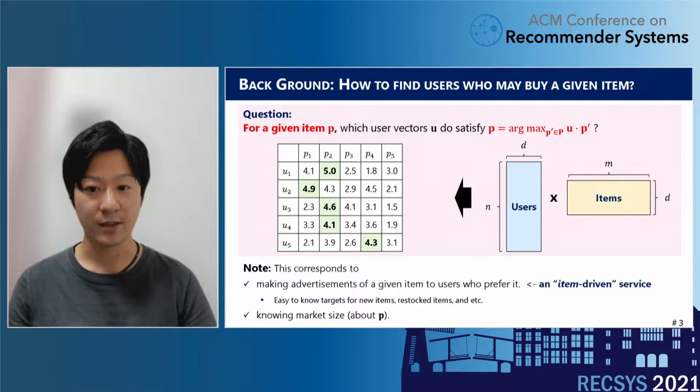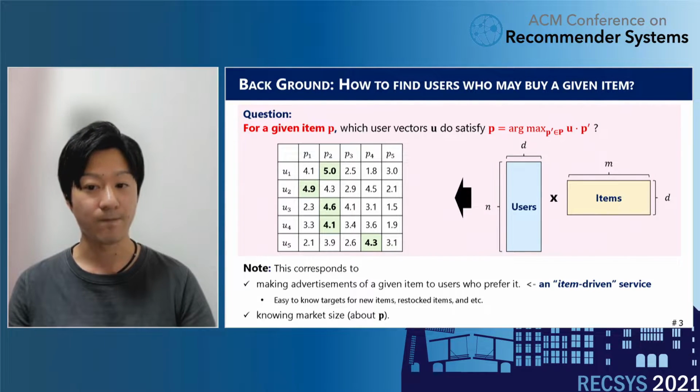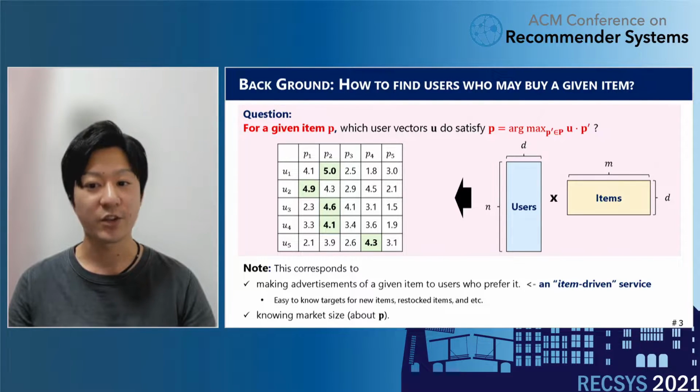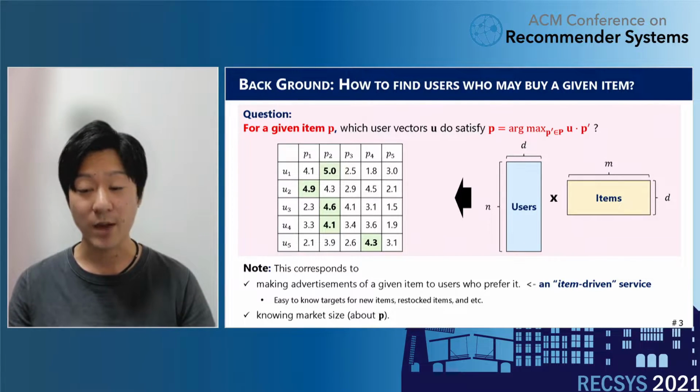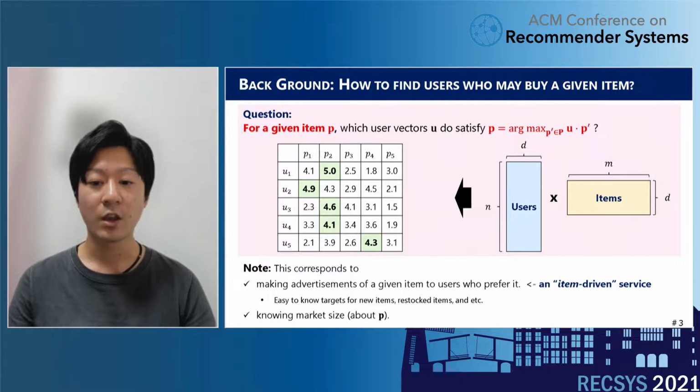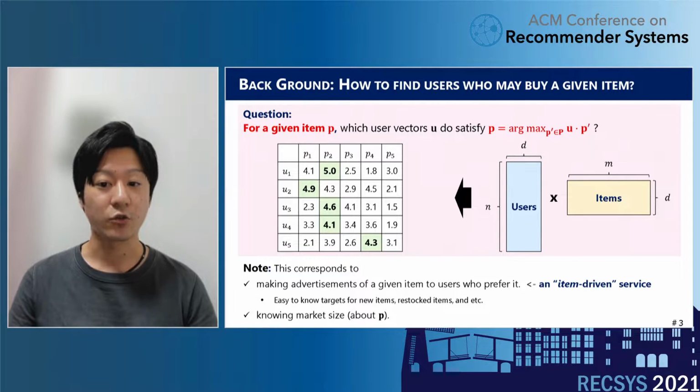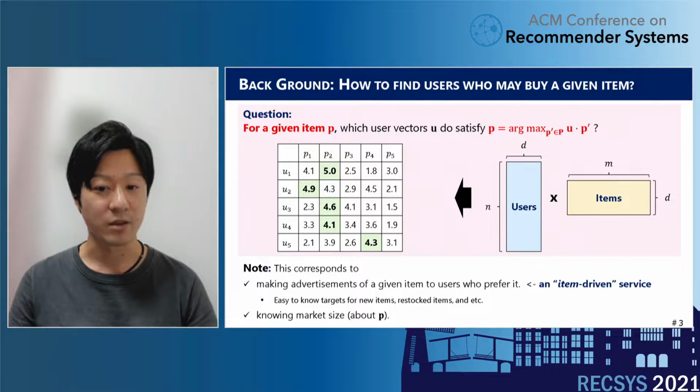On the other hand, if you want to know users who may buy a given item, what should we do? This question appears in many applications which provide item-driven services, including effective advertisements and market size estimation. Now let's consider that a query is an item P. To answer the question, it is reasonable to find users whose MIPS result is P.